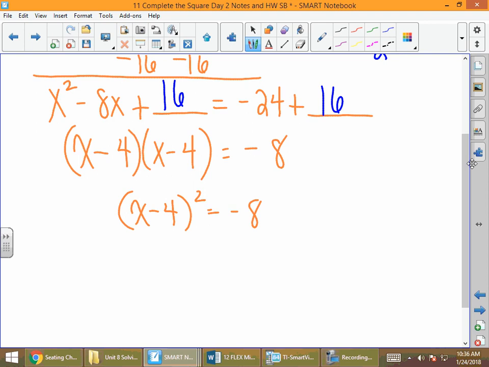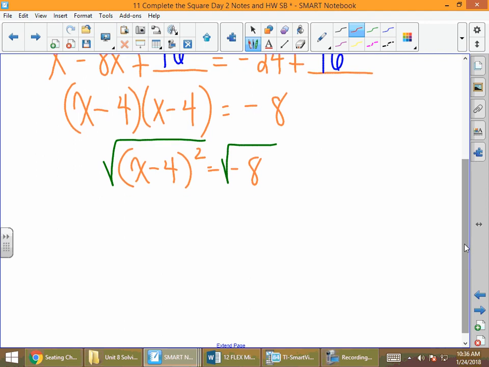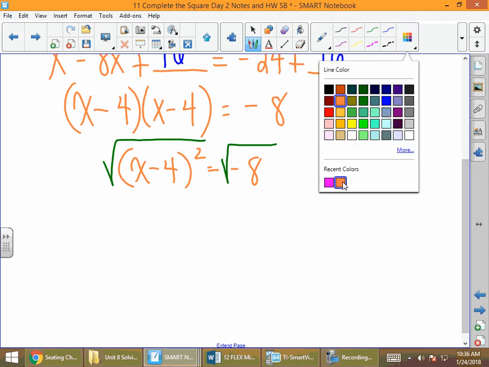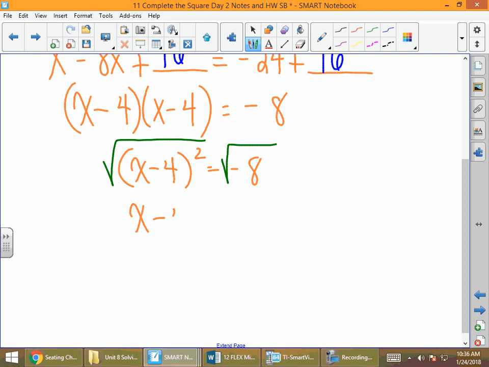Our ultimate goal was to solve for x as it is when we solve by factoring, or we solve by graphing, or we solve by quadratic formula. So now we're to the step where we have to do the inverse operation of squaring, which is square rooting. Take the square root, step number 5 in the list. And square rooting and squaring cancel each other out. And we're left with x minus 4 equals plus or minus the square root of 8.